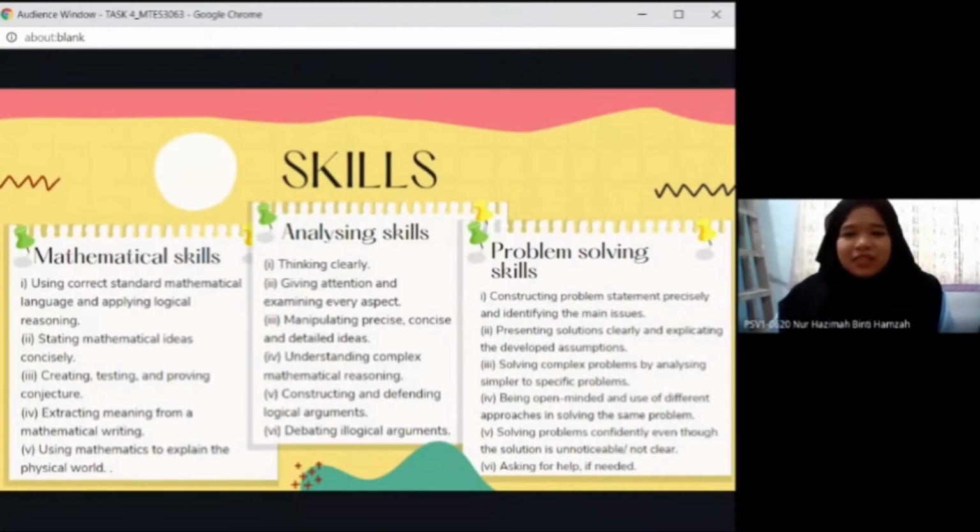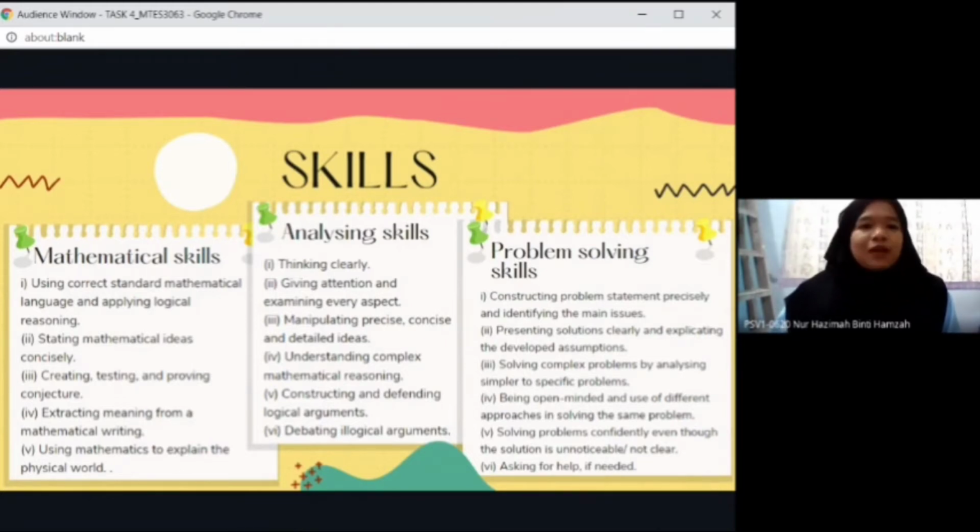Assalamualaikum and salam sejahtera. Today, I, Nur Hazimah binti Hamzah from G3.3, will present to you about some of the design in mathematics primary school curriculums. So, today I will start with the focusing skills in this curriculum.